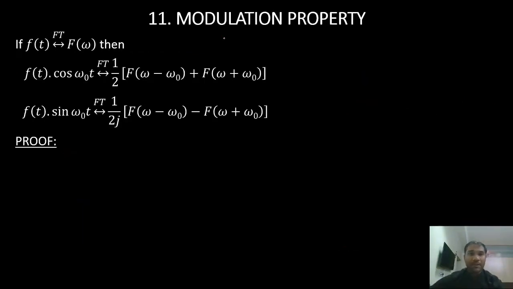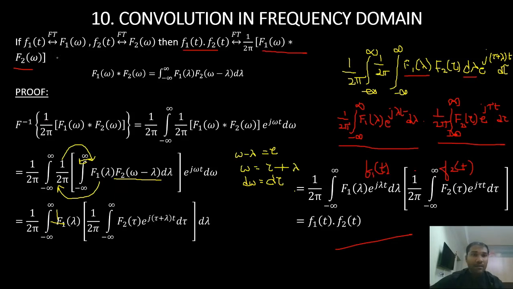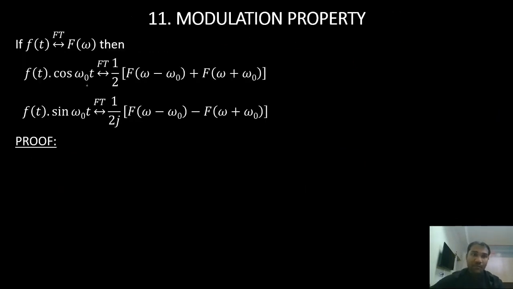So the next property is the modulation property. This is very similar to convolution. In place of the second function we have cos and sine. In the convolution property in the frequency domain, what did we have? We have f1 of t into f2 of t. Here, if you replace f2 of t with cos and sine, then you will get the modulation property. So we'll prove these properties also.